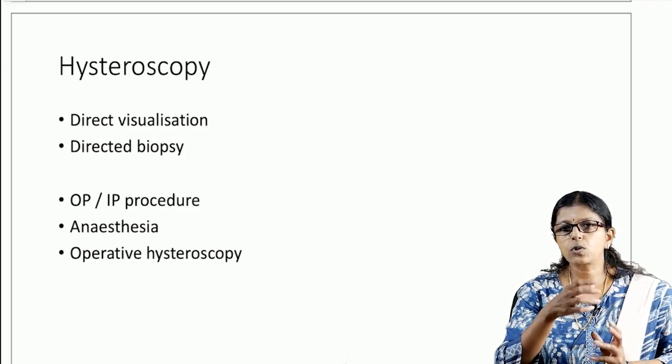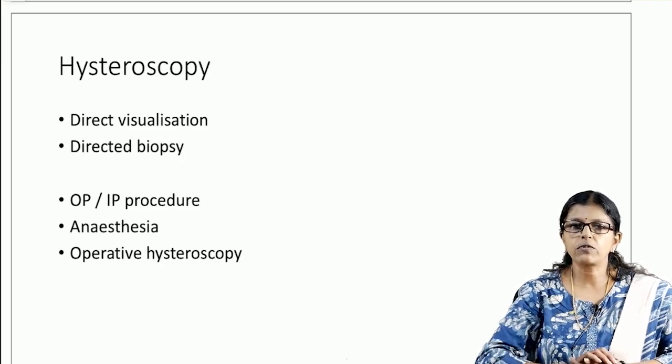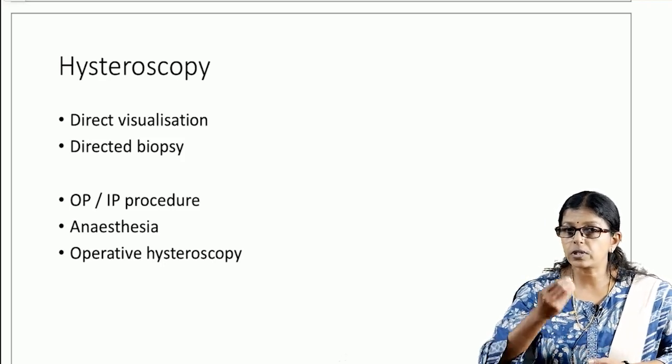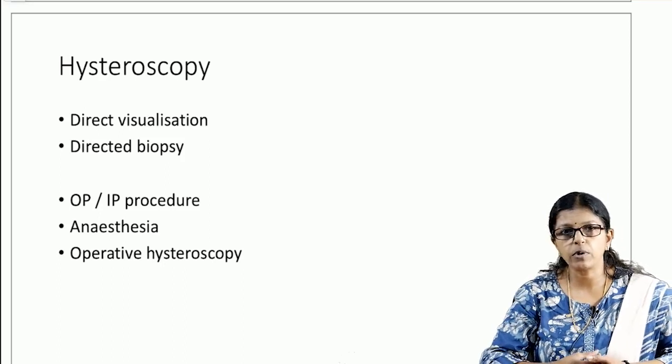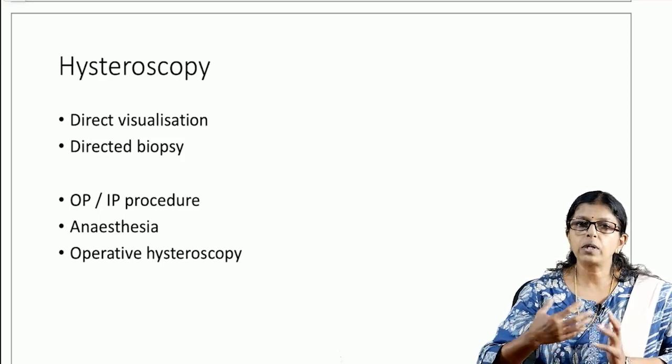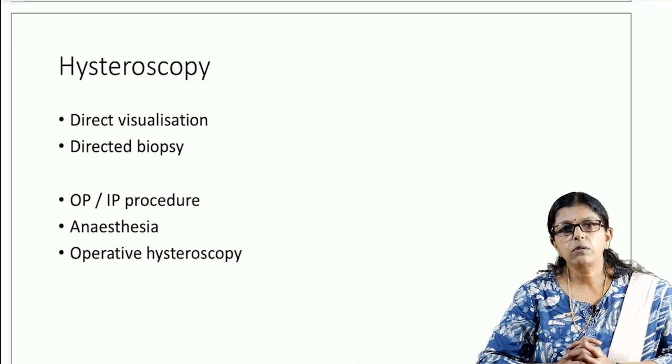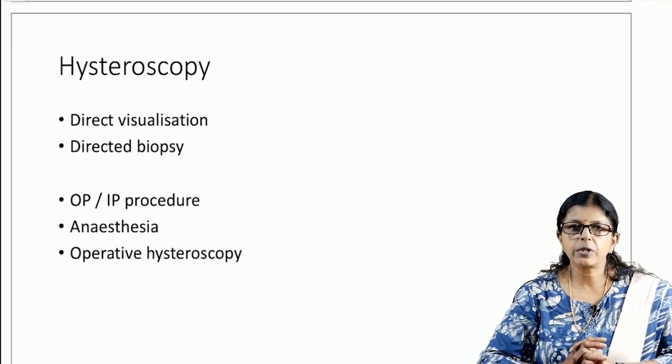And then you introduce a scope, distend it, and you take a biopsy from wherever you want, or take the polyp. You can see the polyp and then remove the polyp, do a polypectomy as well. So, if you are doing an operative procedure, then you would need anesthesia. Otherwise, the patient is quite comfortable under local anesthesia.